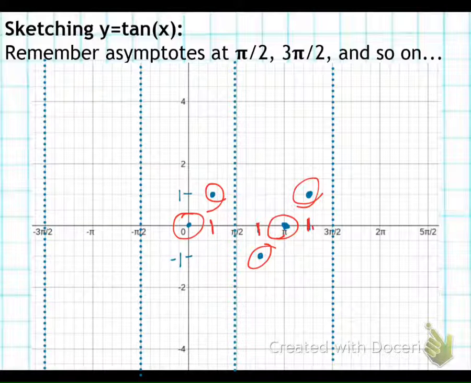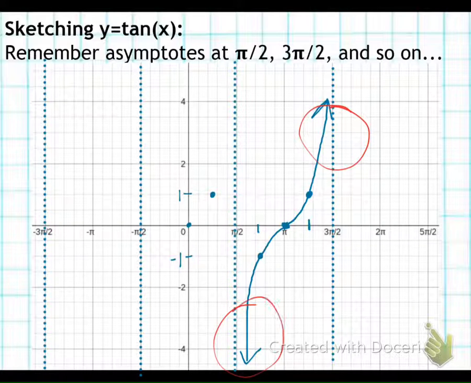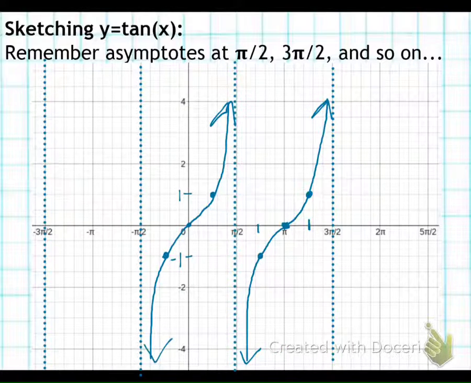Remember, the actual graph has a curve to it and can't pass the asymptotes. So the graph here should look like this. It goes uphill for the first half, and then it turns. It goes up like a steeper hill in the second half. And at both ends, it's getting close to the asymptote, but still not touching or crossing. Then the same pattern continues in each of these intervals.